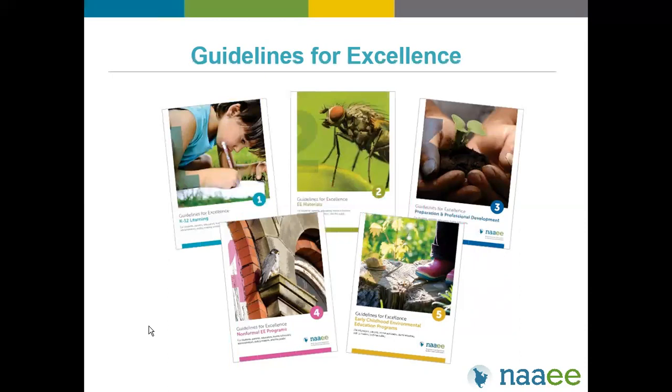There are 6 different sets of guidelines. We're going to be focusing on the K through 12 learner guidelines today, but there are also materials guidelines. So how to put together great EE materials. What should you be thinking about, whether that's a lesson plan, a curriculum, a book, you name it. There are guidelines for preparation and professional development of environmental educators. And that's all about what should we know and be able to do if we're going to be educating about the environment. What are the skills and best practices for us?